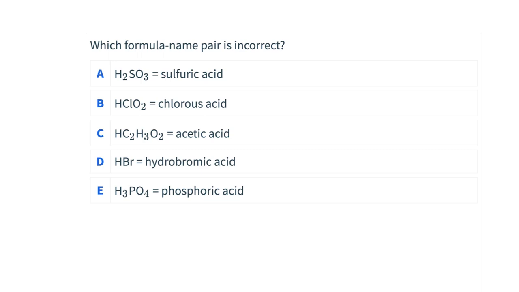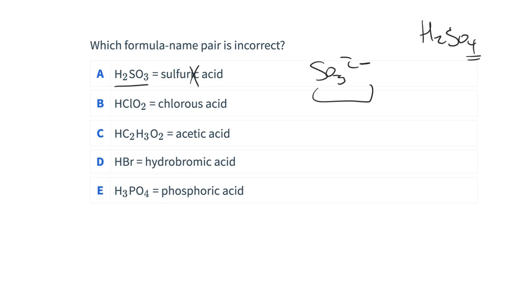So, another formula-name pair incorrect question. Sulfuric acid. This is actually the wrong one right off the bat. H2SO3 should be sulfurous acid. SO3 2 minus is sulfite. So sulfite, sulfurous acid, so H2SO3 should be sulfurous acid, not sulfuric acid. Sulfuric acid is H2SO4.